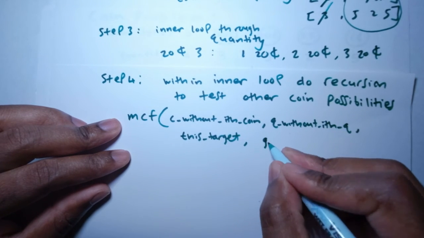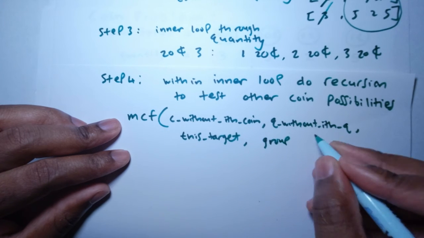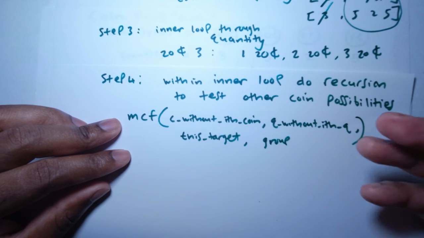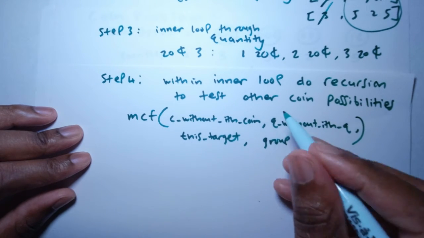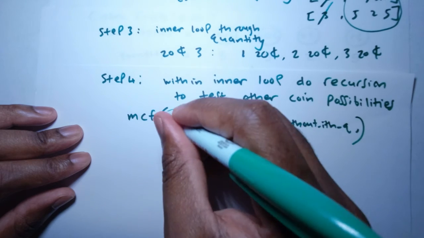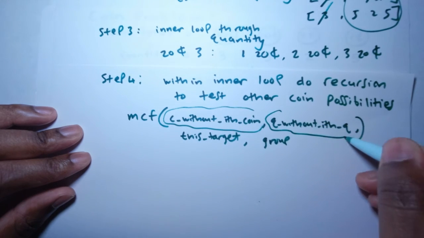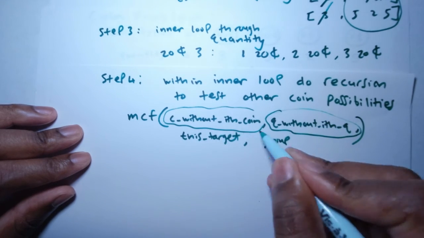And then also we'll pass in the group. So the group would be whatever we have selected as the coins as of that moment. And I've already defined these two. I'm circling these so you can see it. I've already defined these two variables.